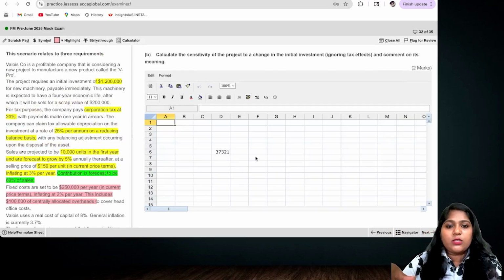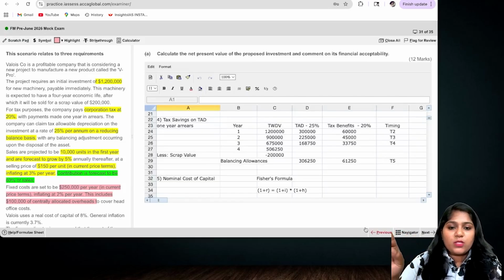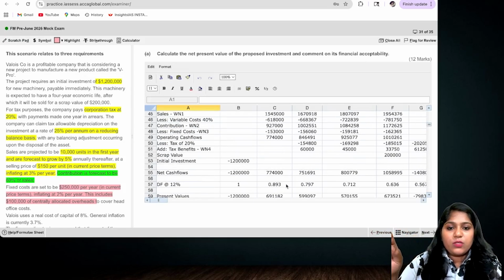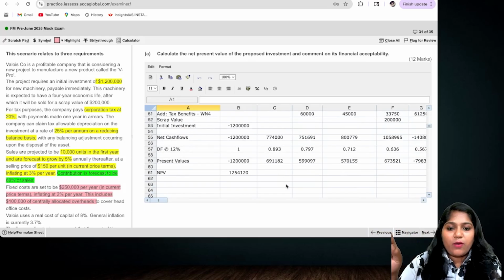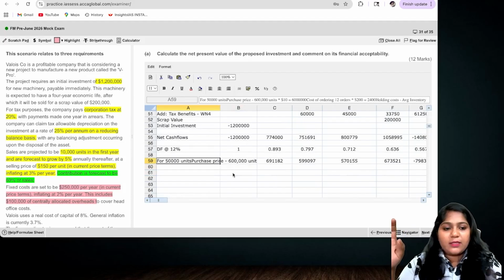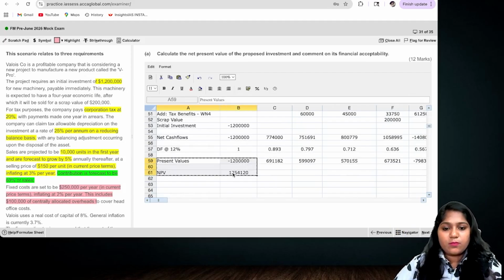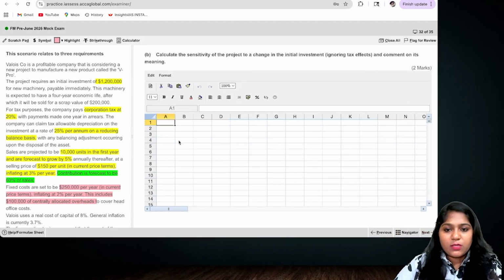What is the next question? They're asking you to calculate the sensitivity of the project to a change in the initial investment and comment on its meaning. 2 marks, guys. So if it is 2 marks, what I would suggest is you just take these values, only these values. So what are these values? See, I know the present value is how much, guys?